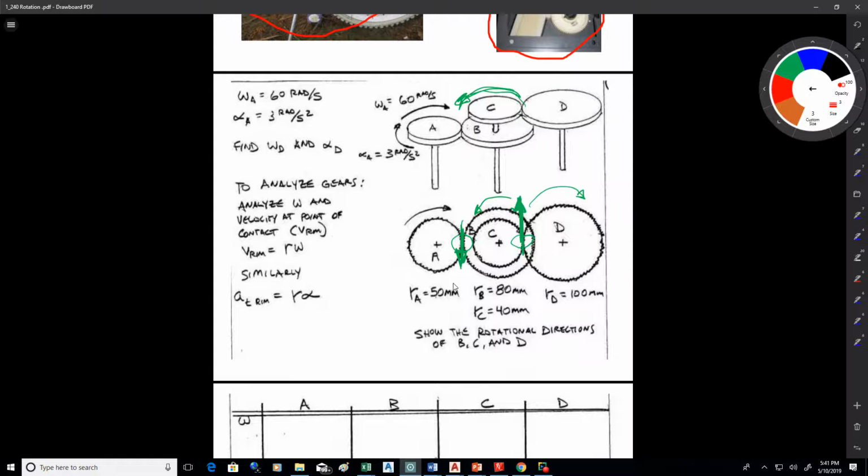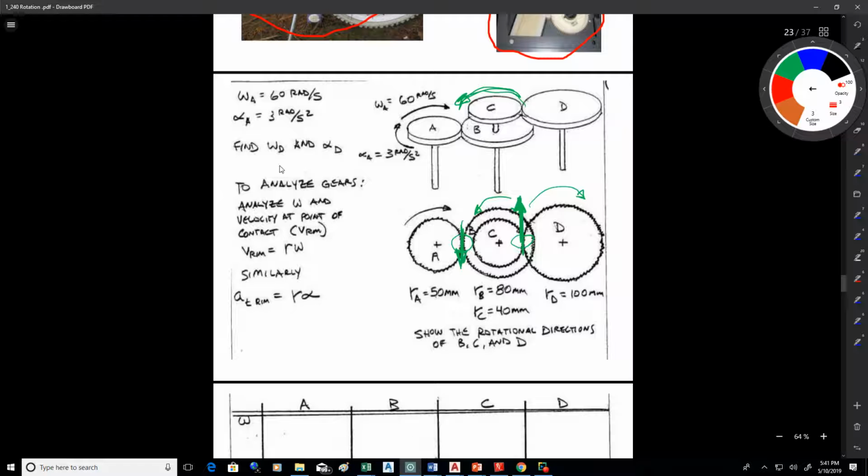I have an example of how to work through a gear train or a set of gears. Let's have a look at how you could figure out the angular speed of gear D if you know the angular speed of gear A. I think this is on page 509. What I have up here is a 3D sketch of the gears. A meshes with B, B and C are on the same shaft, and then C meshes with D.